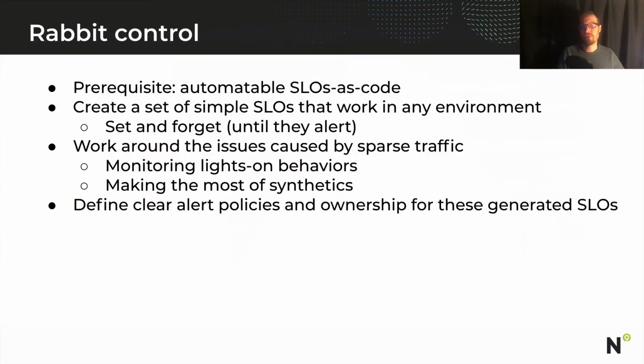So to sum up, how to do rabbit control. First prerequisite, you need automatable SLOs as code. Next, create a set of simple SLOs that work in any environment that you can generate. Set and forget them until they alert. You need to work around some issues caused by sparse traffic. So, as I mentioned, monitor lights on behaviors instead of something that's truly user-facing. Make the most of synthetics so that you can give the system some traffic that has a reasonable expectation of reliability. And then finally, define clear alert policies and ownership for those generated SLOs.